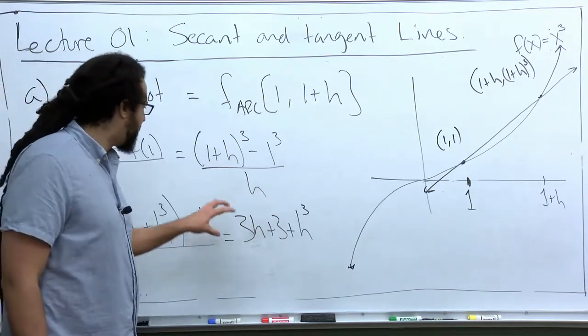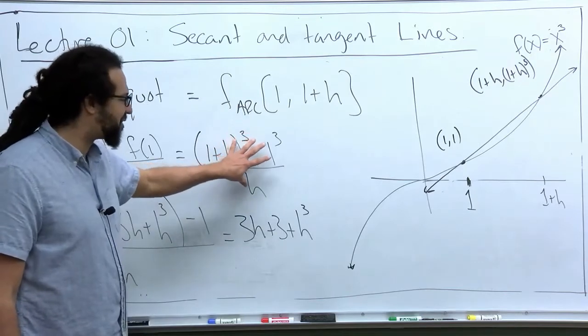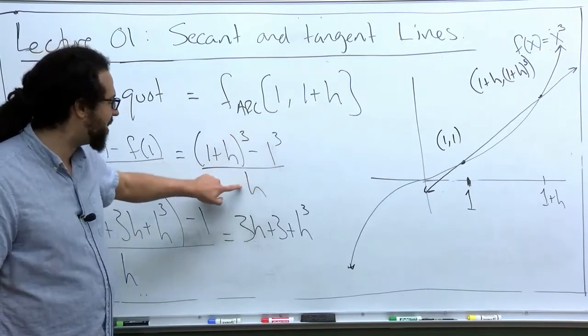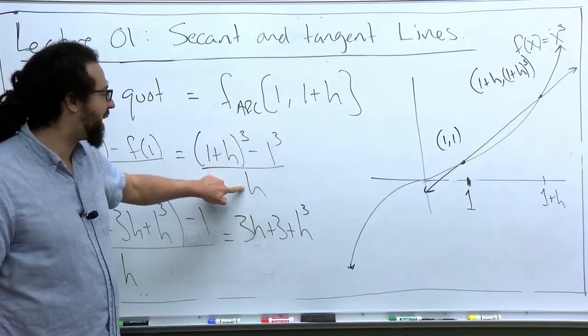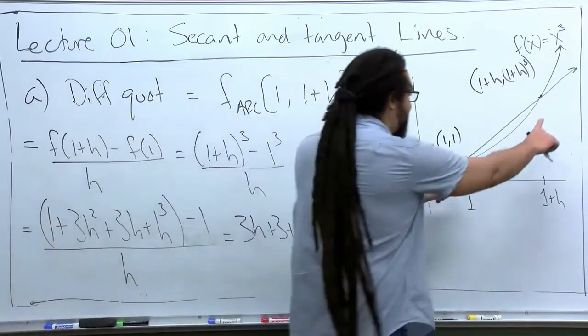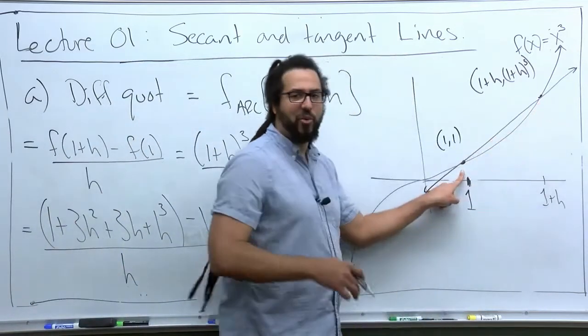So this would be a good final answer, but let's see if we can simplify this a little more in such a way that we can see what happens when h gets close to 0. So this is a secant line. How do we get a tangent line?